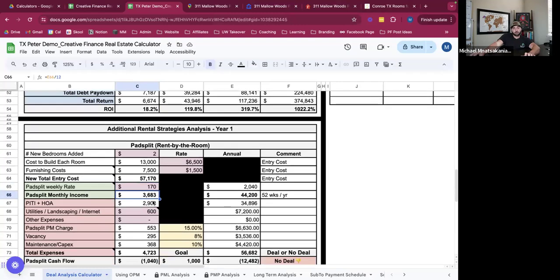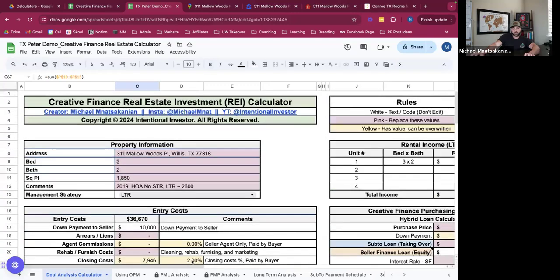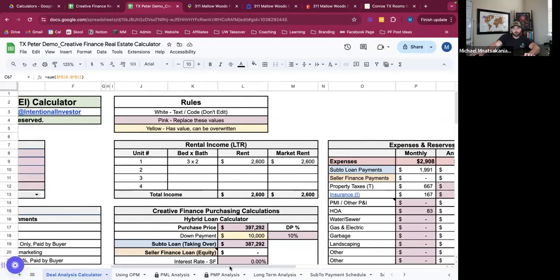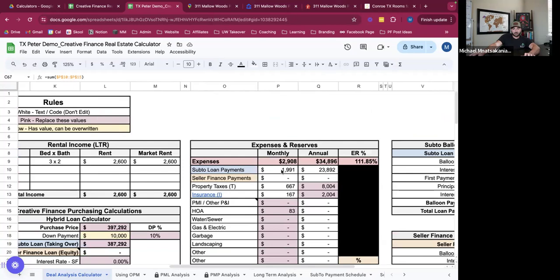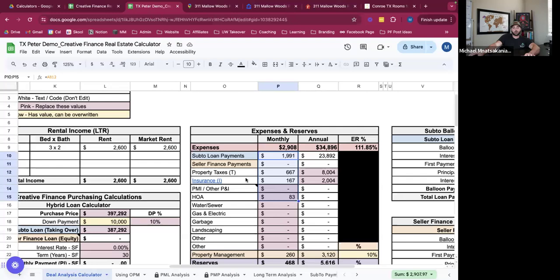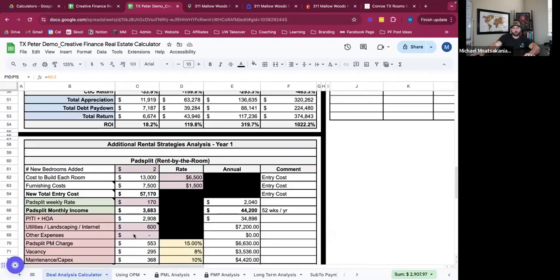I already know this won't work, but you're gonna have 2908 between the principal, interest, taxes, insurance, and HOA. So it says P10 to P15. Show you how to use Excel. P10 right here to P15, your principal and interest for your sub 2 loan, taxes, insurance, and your HOA is accounted for there. It's excluding whatever utility costs there are, because you're going to add your own utility costs here.